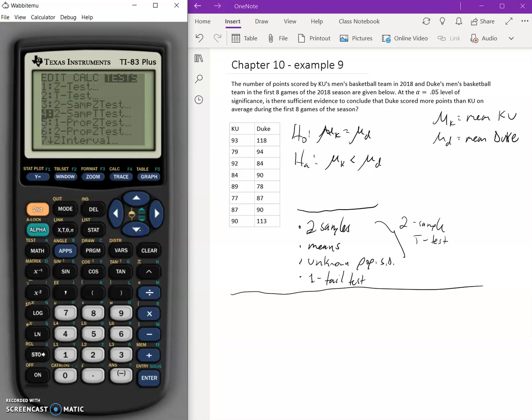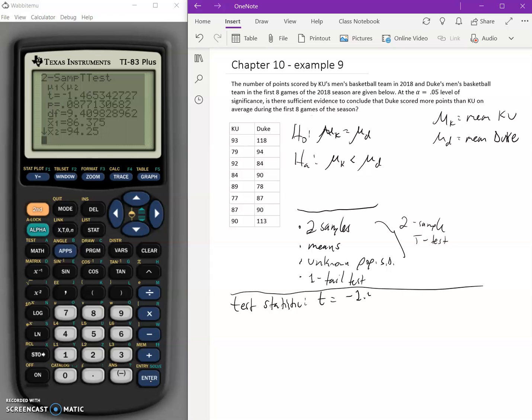So we go down to our 2-sample t-test. We entered in our data. Now we put in list 1 as L1, our list 2 is L2, and our frequencies is just one of each of these. And now we're wondering, is the first group less than the second group? We do not pool our standard deviations or variances, and now we calculate this. So now we see that the test statistic, in this case, is t equal to negative 1.47, and our p-value we see is equal to 0.0877.